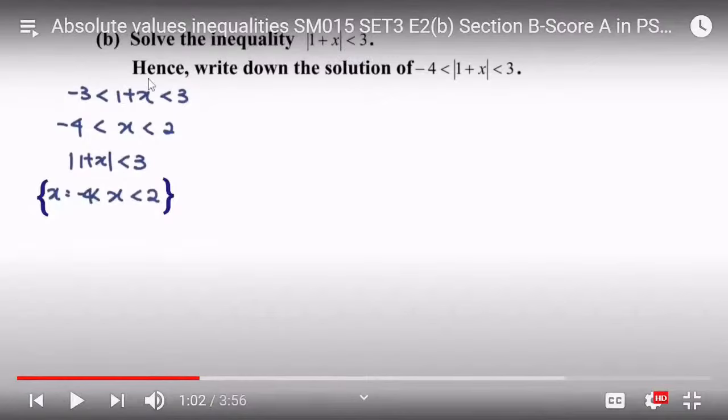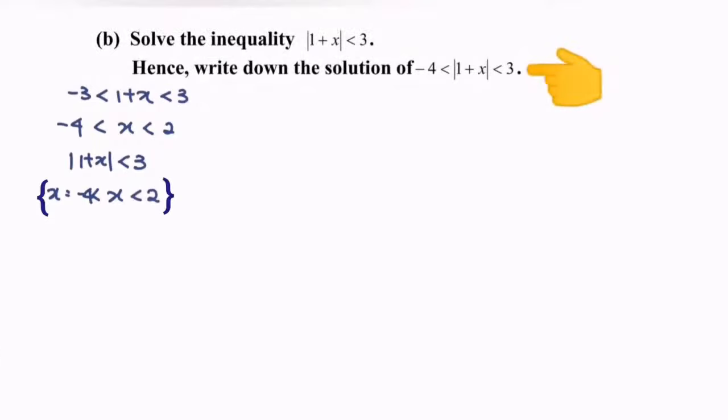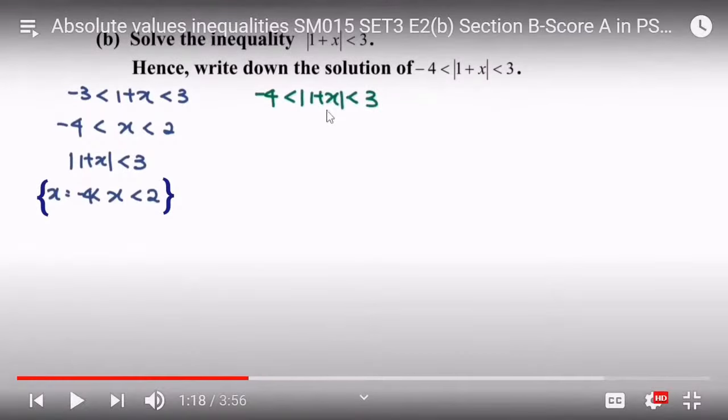Next, kita akan pergi ke hence. Apa maksud hence? Maksudnya, benda ini amat diperlukan untuk soalan seterusnya. So, hence, write down the solution for this part, where we have modulus of 1 plus x is greater than negative 4 and less than 3. Based on the definition, kindly split the situation. Definition ini, you nampak tak ada dua? Ada modulus. Maksudnya kita ada sebelah sini, dan kita ada lagi satu bahagian adalah sebelah kanan.